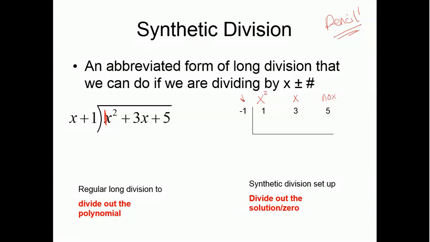Now, the number outside here is going to be the solution to the polynomial that you're dividing by. So we're going to divide out whatever makes this equal to 0. If I set x plus 1 equal to 0, I would get x equals -1. Hence that's what I'm going to divide away. So basically you're going to divide out the solution to the polynomial you're dividing by. I know it's a little confusing. Let's try a few examples before you start to get really lost.